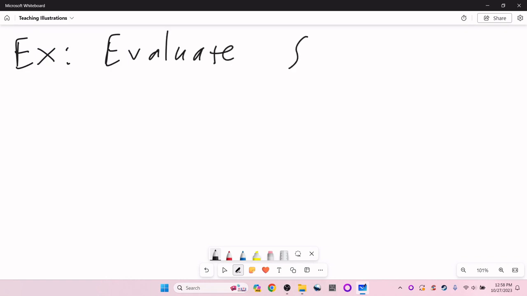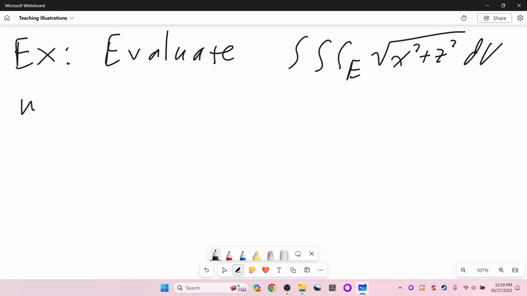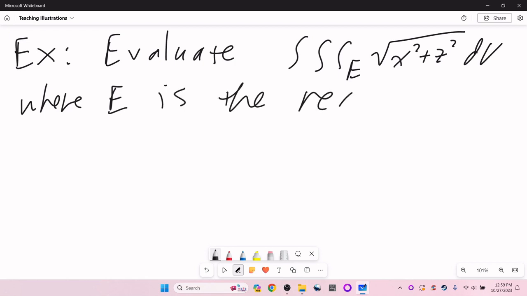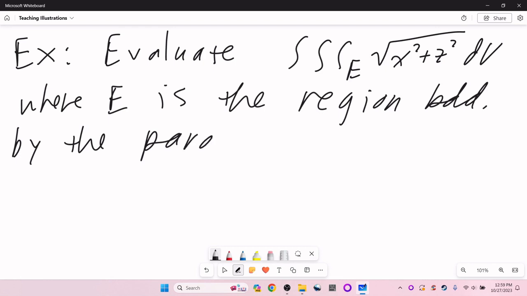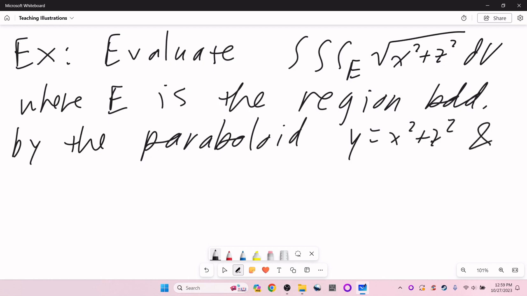So here, let's evaluate the triple integral of the function x squared plus z squared dV, where E is the region bounded by the paraboloid y equals x squared plus z squared, and the plane y equals 4. All right, so copy that down.